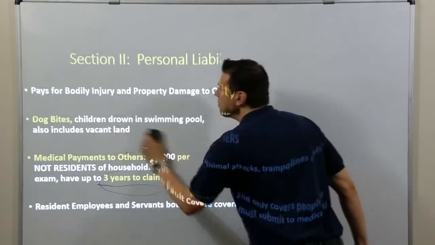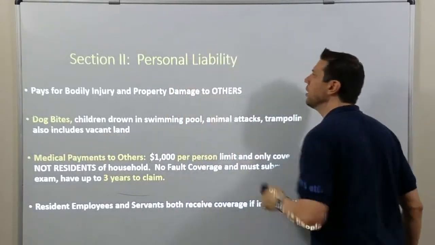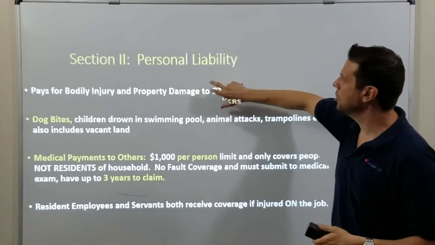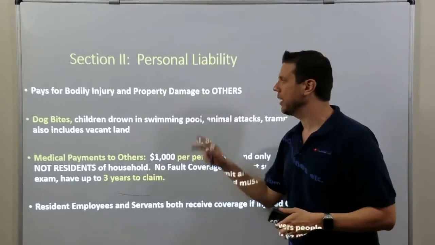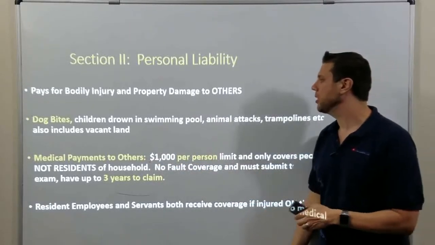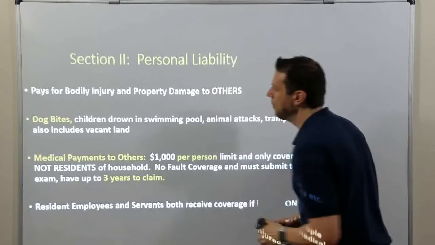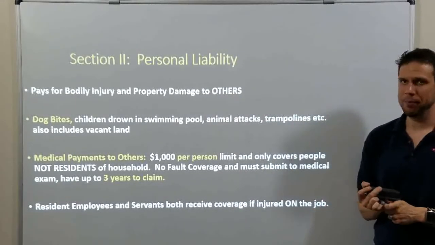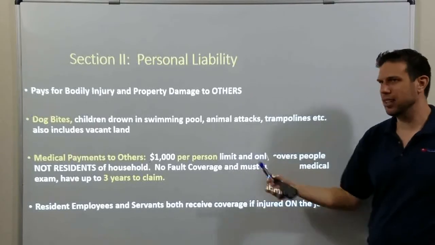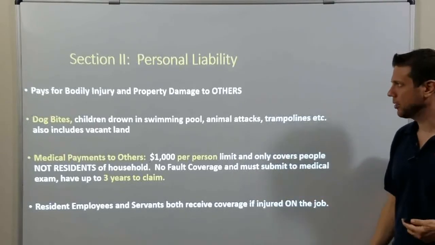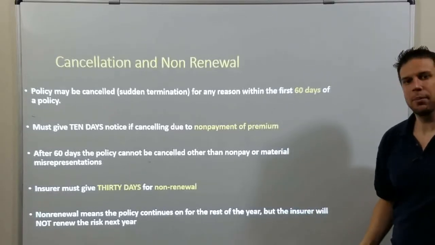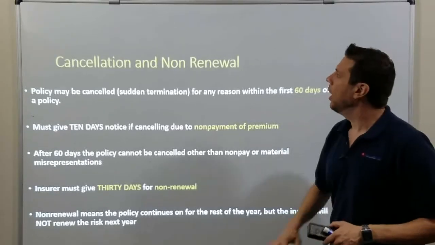So anyway, coverage E is personal liability. It's $100,000 minimum. You can get higher limits. Section 2 of the policy covers other people if they get hurt on your property. MedPay coverage F is $1,000 per person, no-fault coverage, and they have up to 3 years to claim that money. This will cover their medical bills. It's not like they give $1,000 to the person. They give it to the doctor that fixed them.